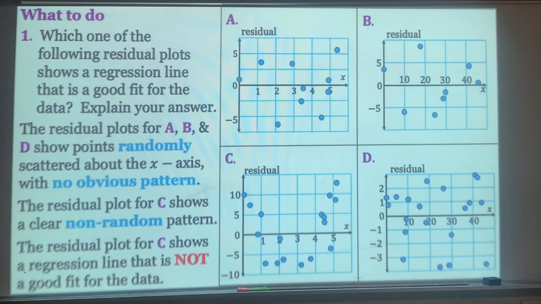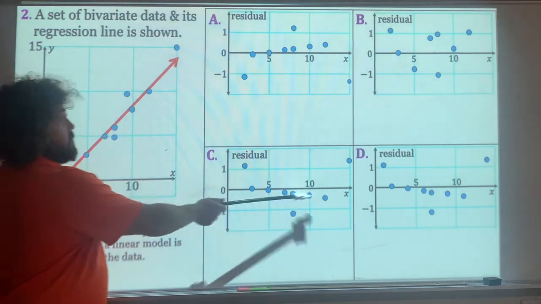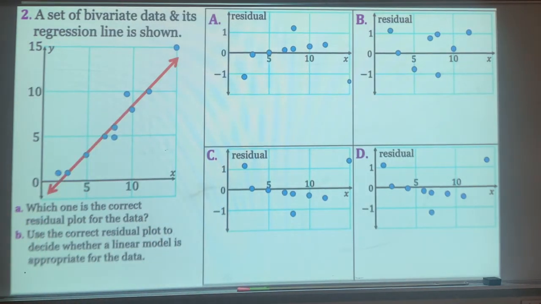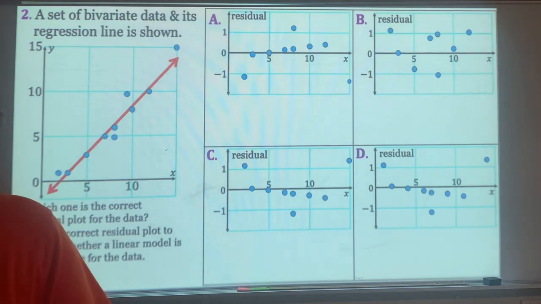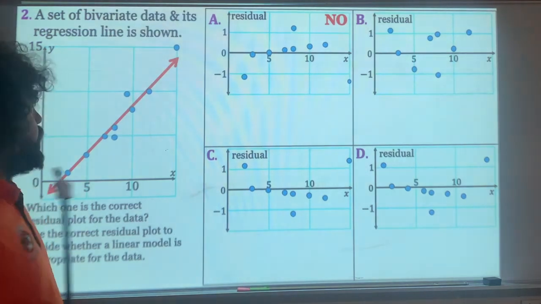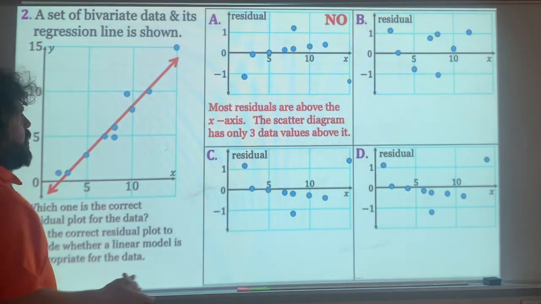All right. Number 2. The set of bivariate data and its regression line is shown. All right. Which one is the correct residual plot for the data? So here's your actual data. Which one of these residual plots matches it? All right. And the answer is not A. Not A. Because most residuals are above the x-axis. Almost all these are above.